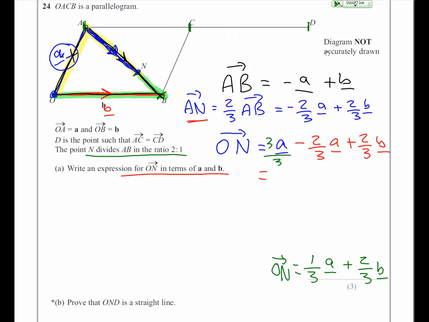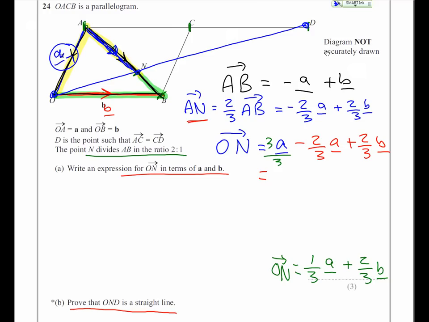See if we can do the last part. Part B, prove OND is a straight line. That's an interesting question. Look where OND is, O to N to D. It wasn't even drawn in for you. It's there. Just pretend that I've done that with a ruler. It's nice and straight. Prove that's a straight line.